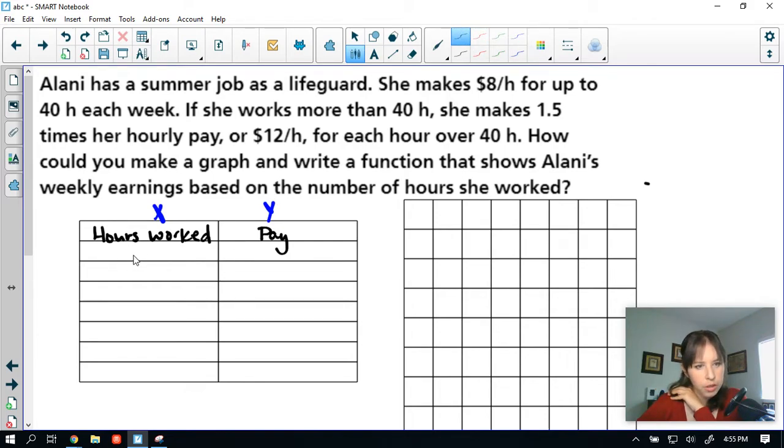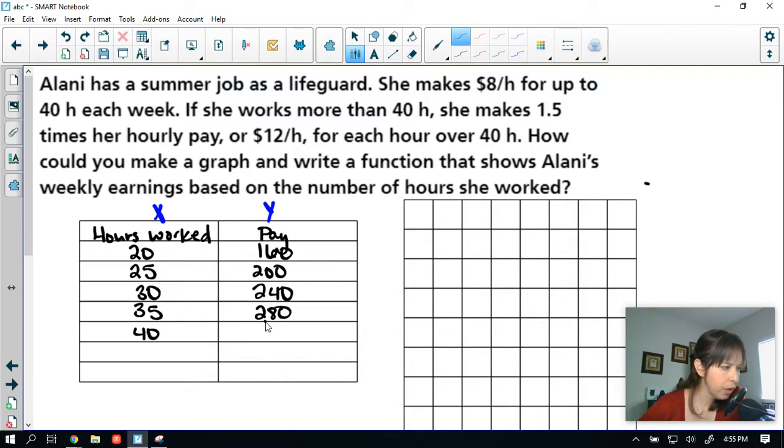So I'm just going to jump straight to, she'll probably work 20 hours at least a week. Maybe a little bit less. It all depends if she's in school, but I'm just going to start it at 20. And with that, her pay would be $160, or 20 times 8, which is 160. Then I'm going to do 25, which is going to be 200. 30 is going to be 240. 35, which is 280. 40, which is 320.